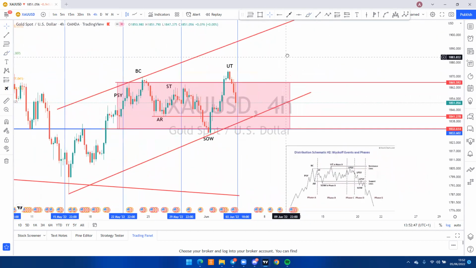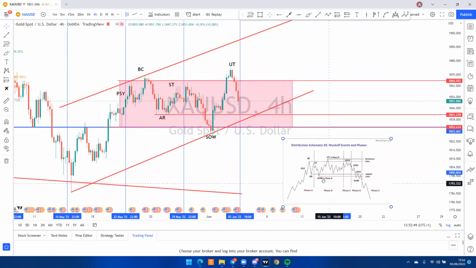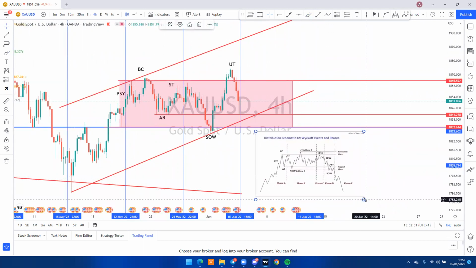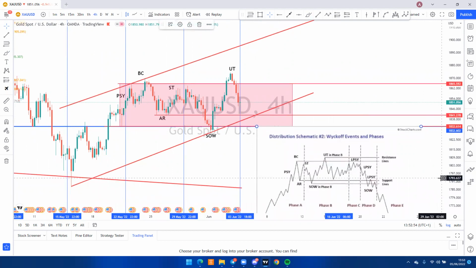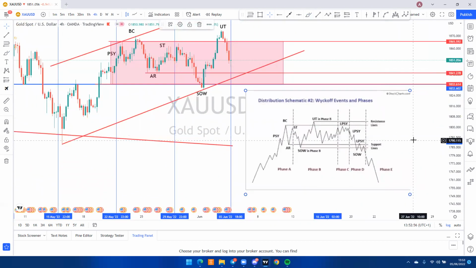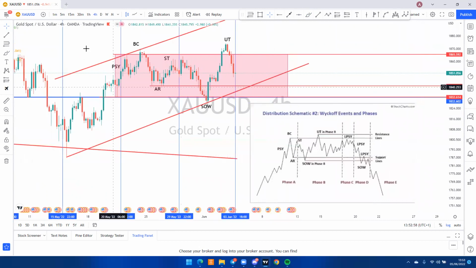The one thing I want to expect from this up thrust is, I wanted to show this image that we've got down here. This is a distribution phase from Wyckoff. You guys can search this on Google and have a look at it. Following this pattern, we've had an automatic reaction, which is AR, from the BC, which is the buying climax. And then we've had a secondary retest, which retests the previous high. Then we fall down from there to the sign of weakness in phase B.